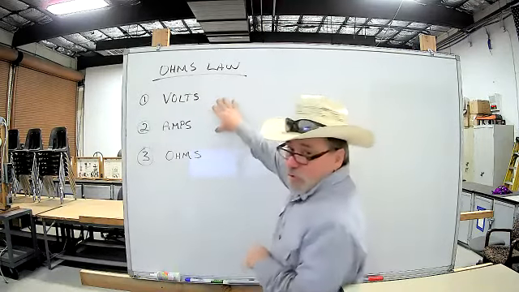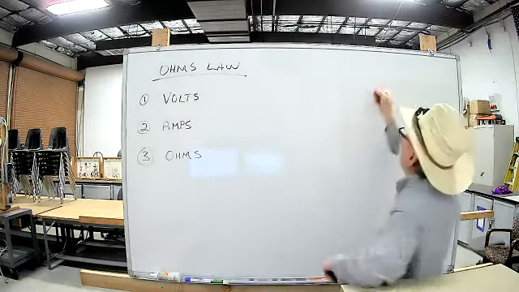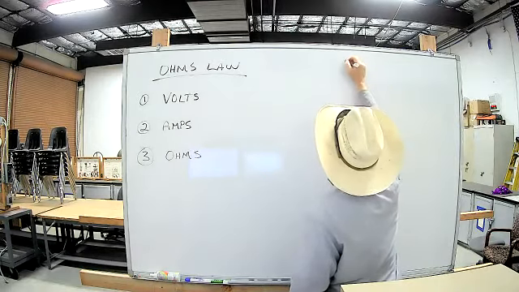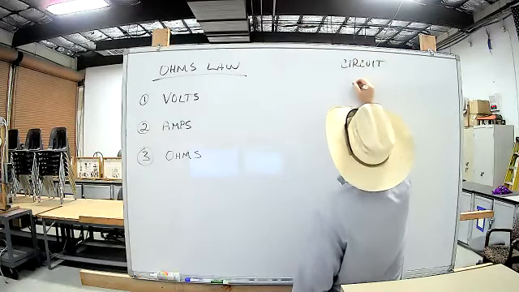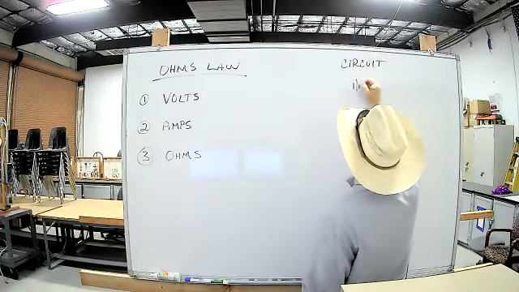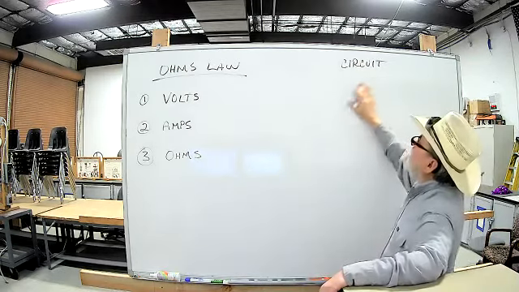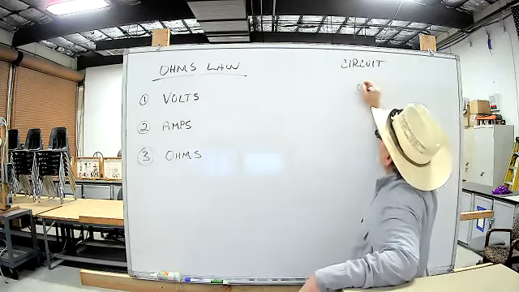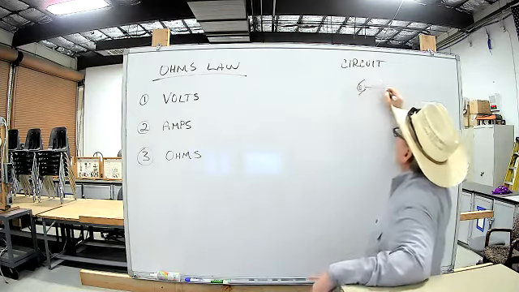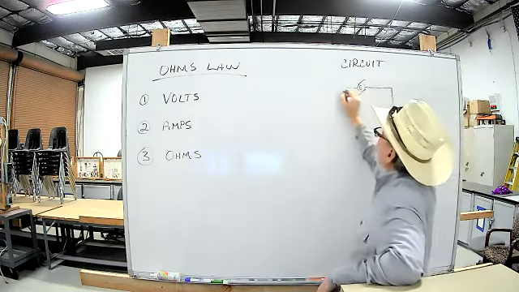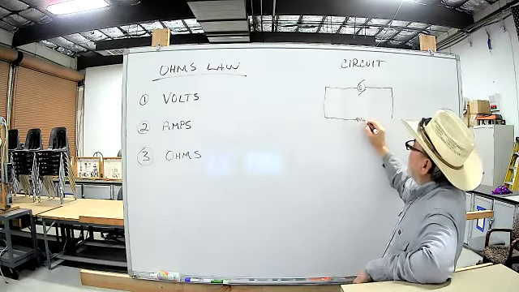Before we get into this, let's recap what a circuit is. A circuit needs three things. Remember, it needs a voltage source. This is a symbol for a battery. We're going to use a symbol for a generator, which is this. And these are conductors. And we're going to put a load on here. This is a symbol for a resistor.